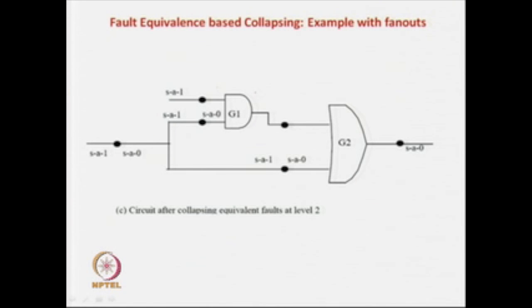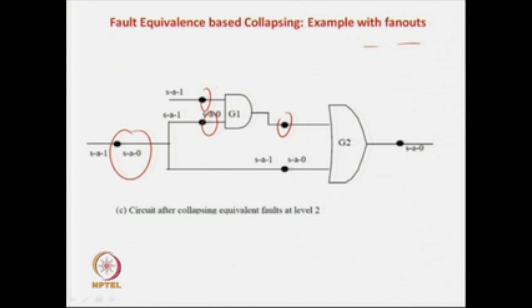But from the fault collapsing point of view, we just need to observe that we have collapsed this stuck at 0 fault here, here and here, but we could not do anything with this. So, this is what we have in the stuck at fault model with fan out.